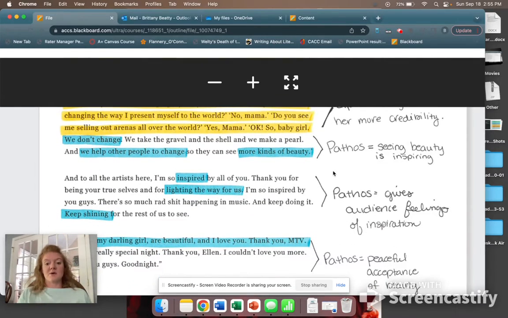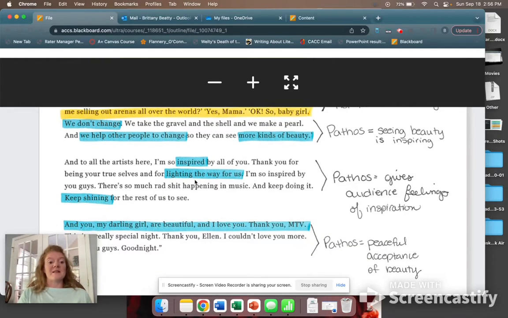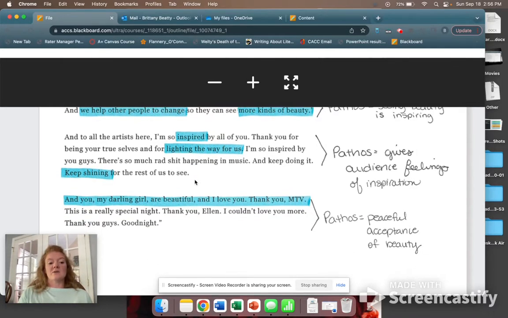And then we have more pathos here at the end when she talks about how we help other people change to see more kinds of beauty. The emotion that she's trying to instill here is inspiration. It's inspiring to help other people see different kinds of beauty. She even says inspired here, lighting the way for us. It's an inspiration to be the person that helps other people become their true selves. Keep on shining. She uses this kind of light imagery to create this feeling of inspiration.